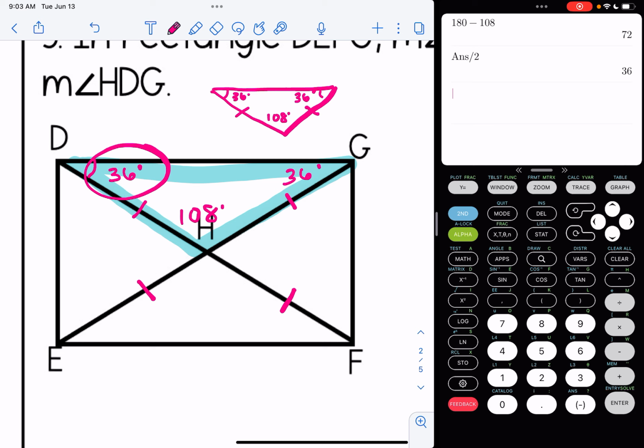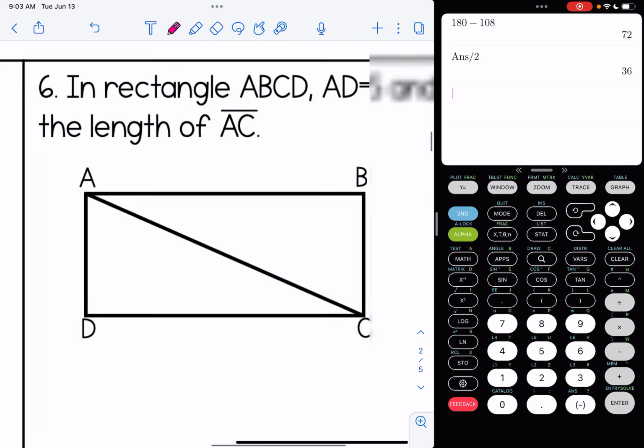Okay, so again, I'm using a couple facts there that in an isosceles triangle, the angles that are opposite the congruent sides are also congruent, and that a triangle has an interior angle sum of 180 degrees. Okay, number six.